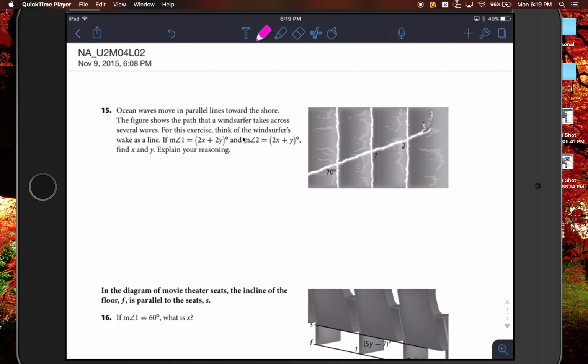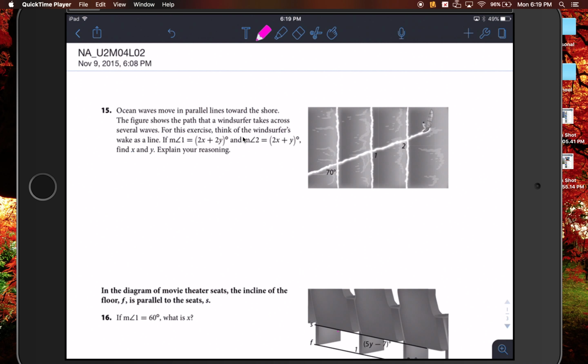So let's read this. Ocean waves move in parallel lines towards the shore. The figure shows a path a windsurfer takes across several waves. For this exercise, think of the windsurfer's wake as a line. If the measure of angle 1 equals 2x plus 2y, and the measure of angle 2 equals 2x plus y, find x and y, explain your reasoning.